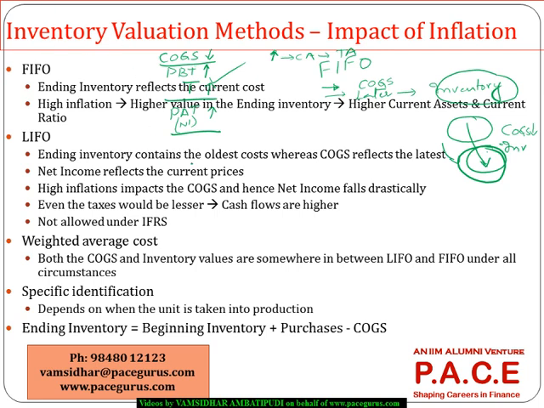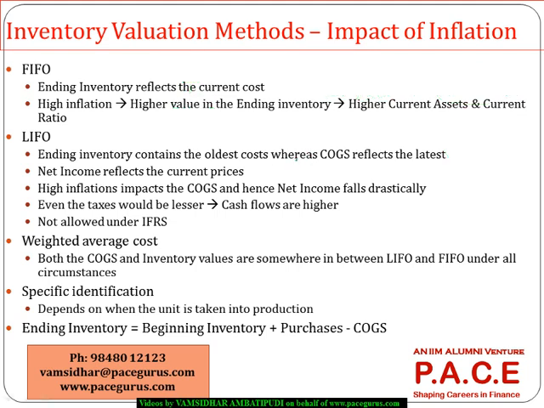Now, if the LIFO method is used, last in first out, the last purchased goods go as a part of cost of goods sold. So cost of goods sold reflects the recent prices, and it is a good reflection of the current prices of the goods. So in an inflationary environment, obviously this is going to be much higher. If the cost of goods sold is higher, the PBT is lower, the taxes are lower, so the net income is also lower.